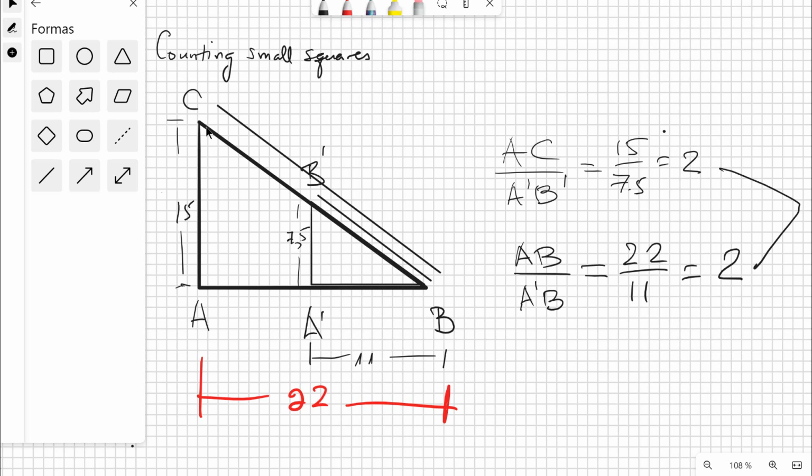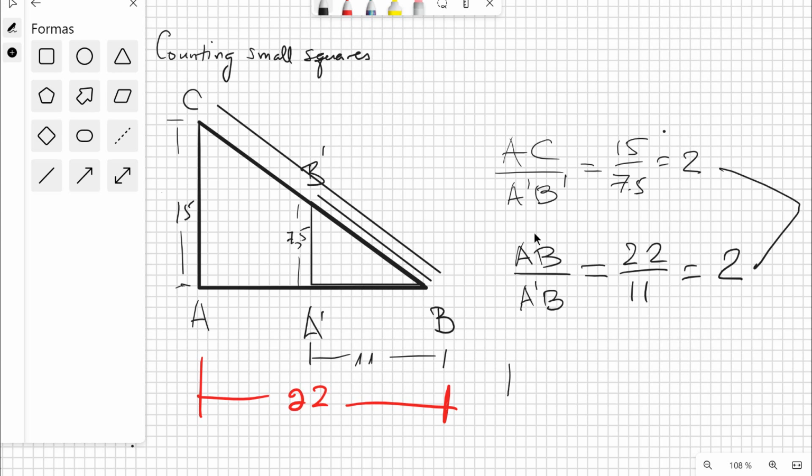But we can measure the diagonals of the small squares here. I mean, how many squares are small? 1, 2, 3, 4, 5, 6, 7, 8, 9, 10, up to 22. 22 is BC.